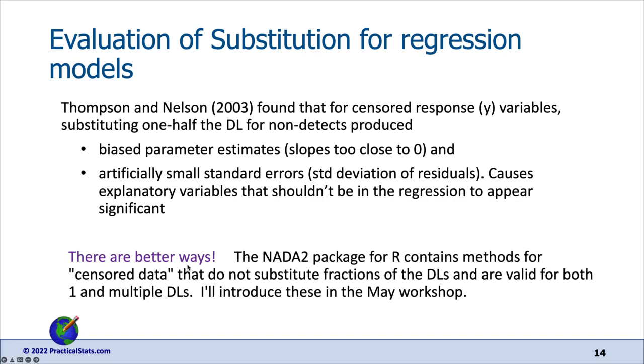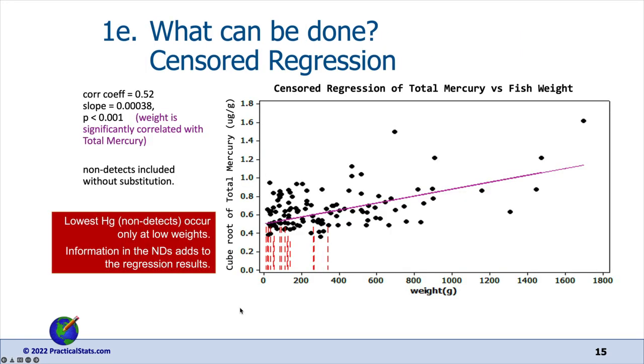So you can really mess things up with substitution. There are much better ways. One of the places where there are much better ways is in a package for R called the NADA2 package. It's for censored data, again, data that are above or below a threshold. It does not substitute numbers. It does some other thing which we'll talk about in the May workshop. And these methods are valid for when there is one detection limit, and perfectly valid. In fact, those methods were developed when there were multiple detection limits, multiple thresholds.